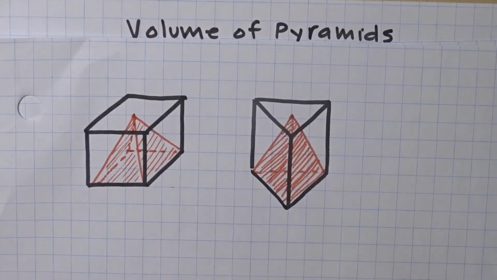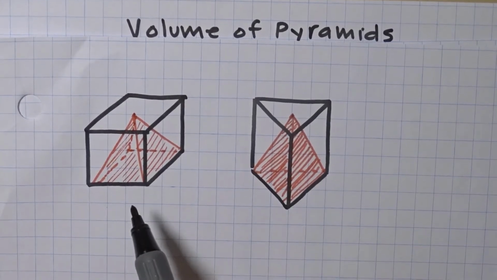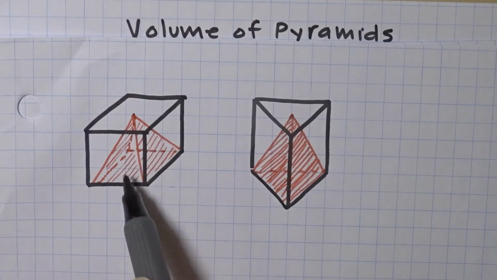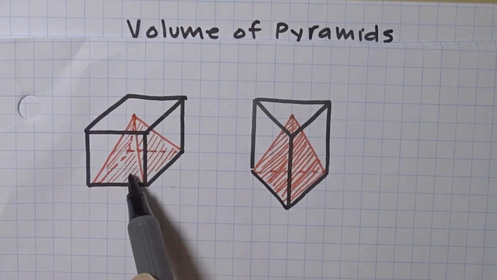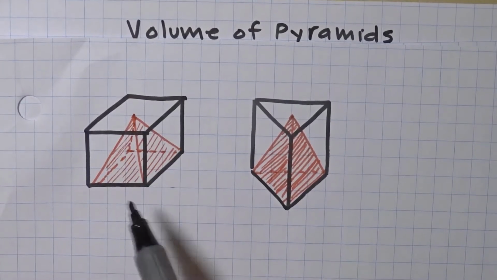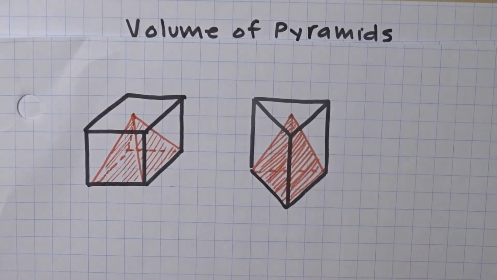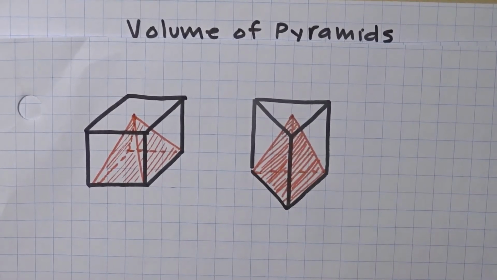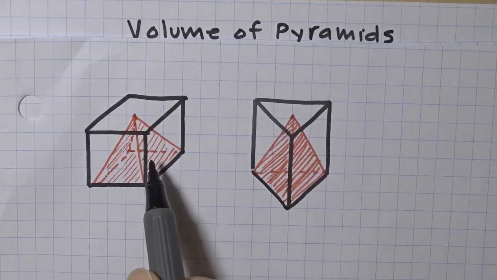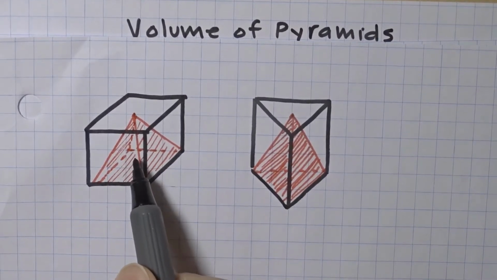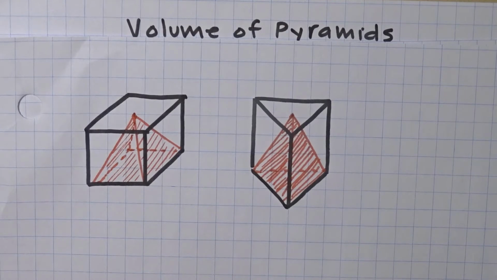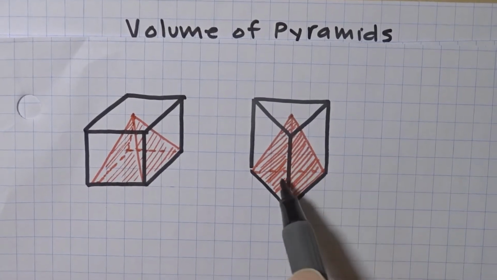Now the reason why I have them in these prisms is because these prisms have the same height as the pyramids. This one happens to be a cube. And this prism, the triangular prism, has the same height as that pyramid. Now one specific relationship that I want to show you is that this pyramid's volume will actually fit in this cube 3 times. And the same with this pyramid.